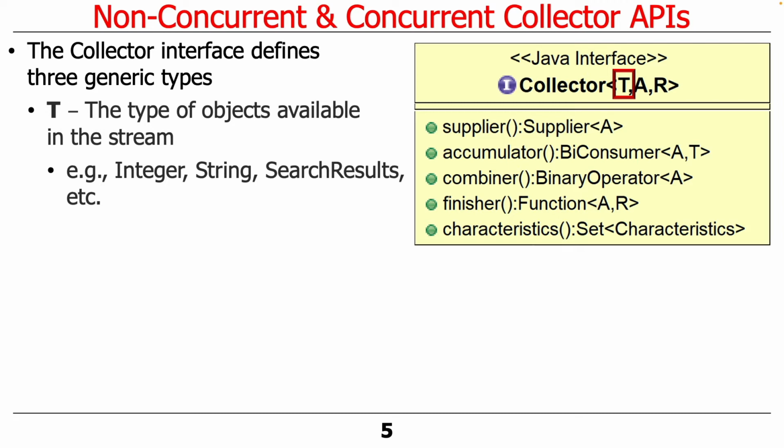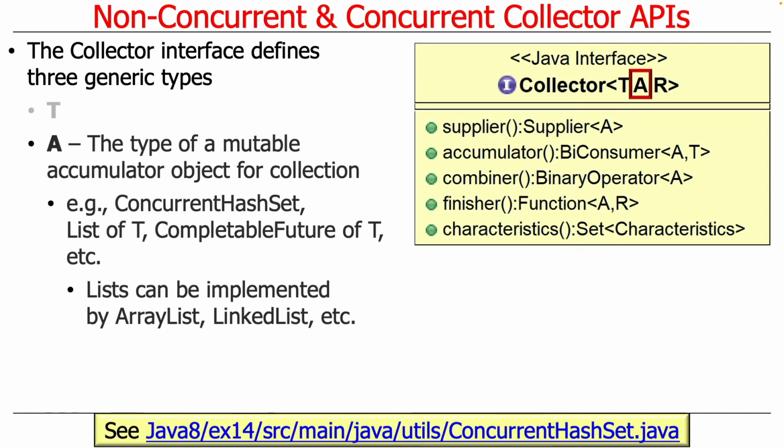T, as you might imagine, stands for type. So that's the type of objects available in the stream that we're collecting. You could have a stream of integers, a stream of strings, a stream of search results, whatever your stream is. So that's the type T. The A stands for accumulator, and that's the type of mutable accumulator object, what's called the mutable result container. And it's what we're going to be collecting into.